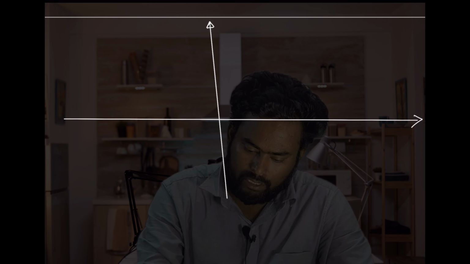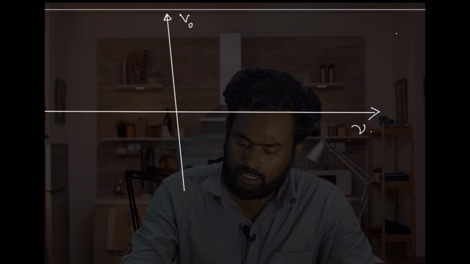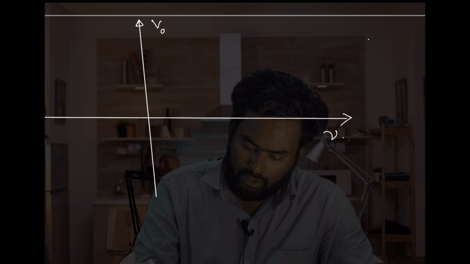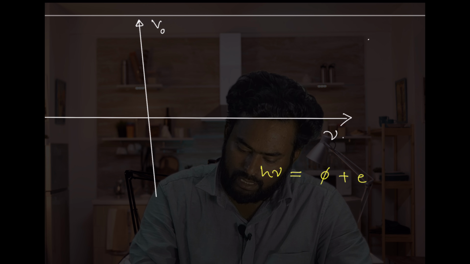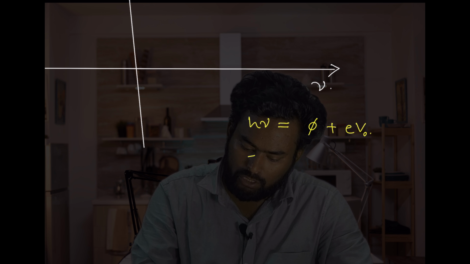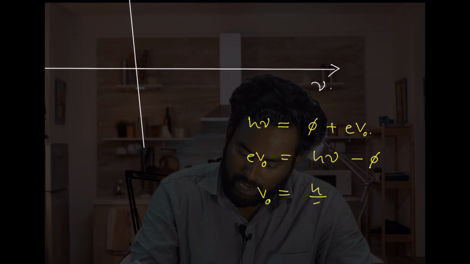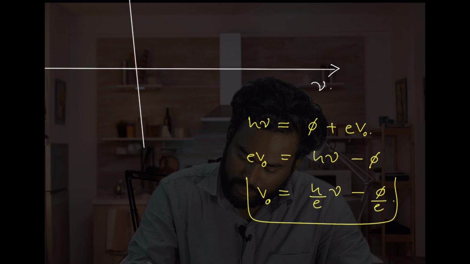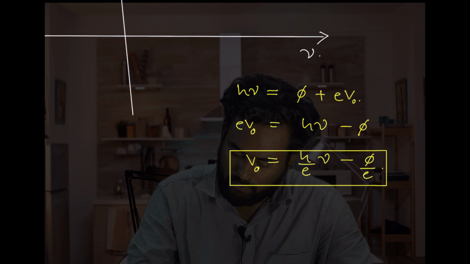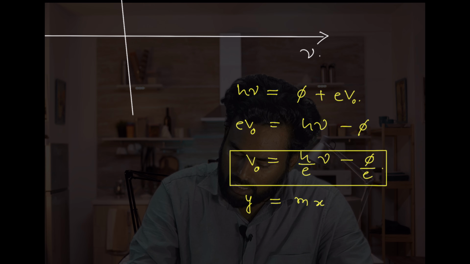The next graph is between stopping potential versus frequency. Okay, so let's see the equation. h nu equals phi plus K max, that will be e V naught. So e V naught will be h nu minus phi. So V naught will be given by (h/e) nu minus phi/e. This is our equation. So V naught we have plotted on the y axis and frequency on the x axis.